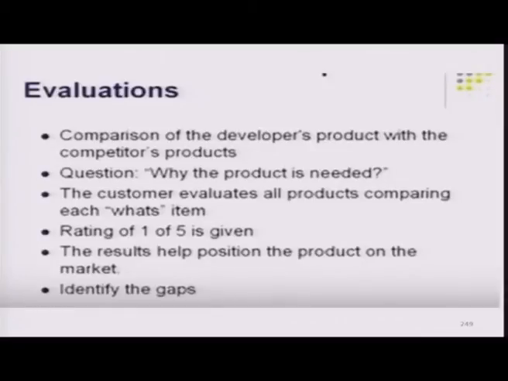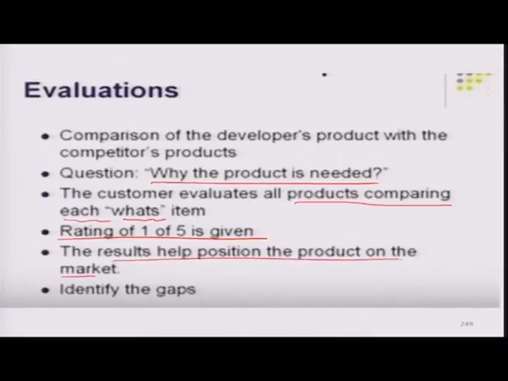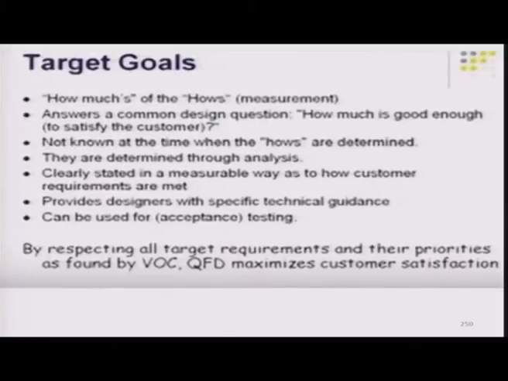Obviously, there are evaluations on the competitive basis or the technical basis of where you are positioned. So therefore, there is a rating given of 1 to 5 for each. And again, the question that is asked is why the product is needed. So the customer evaluates all products in the same domain, and tries to find out which items on those products are of importance to him or her. The results help you to position the product on the market. And similarly, you can also identify the gaps and create strong positions in those gaps where you could position yourself. So that's how quality function deployment is done.